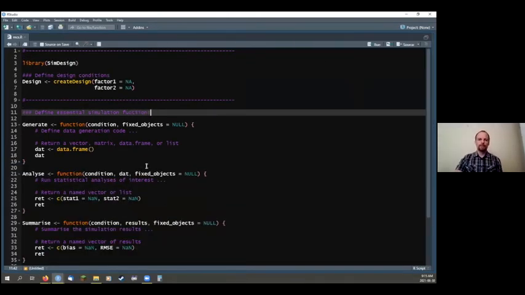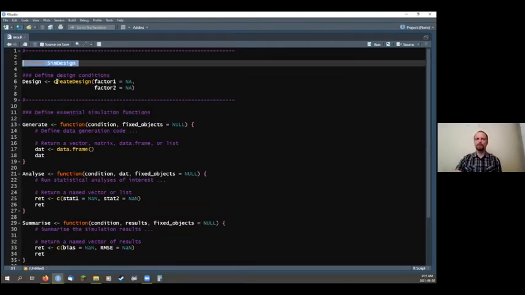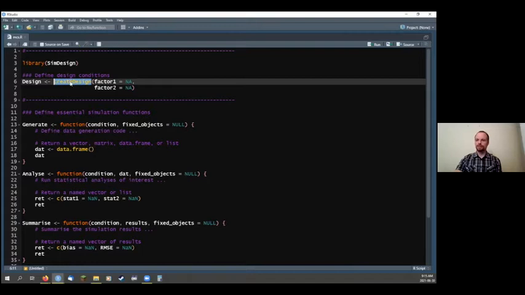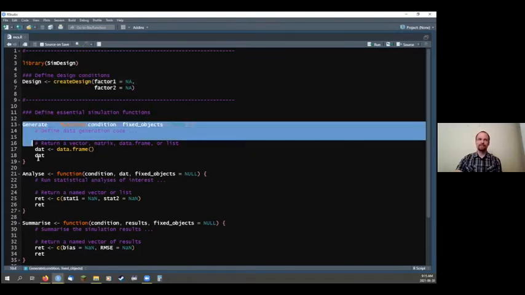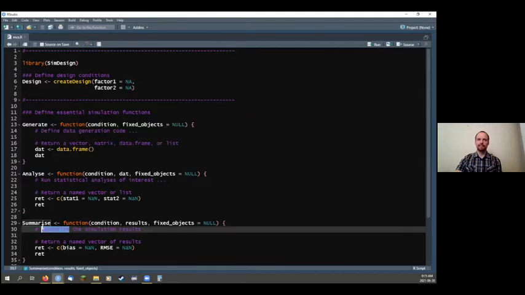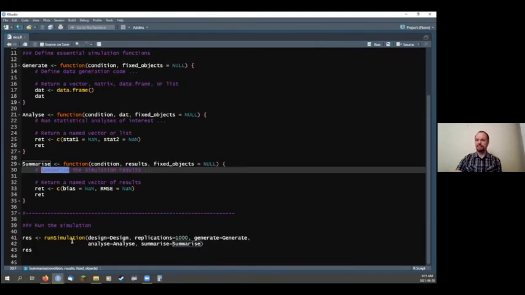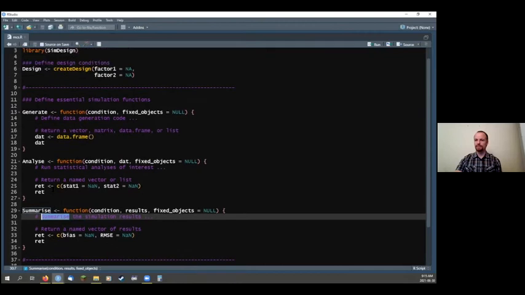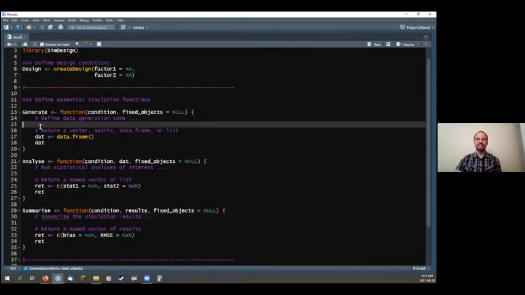I'm just going to quickly go over this. It automatically puts in the code to load the library for you. It has a placeholder for the create design, so it's going to give us our design object. We've got a little skeleton framework for each of our generate, analyze, and summarize functions, and at the end, the runSimulation. So all we have to do, as if it's a small, easy thing, is populate and fill in each one of these functions.